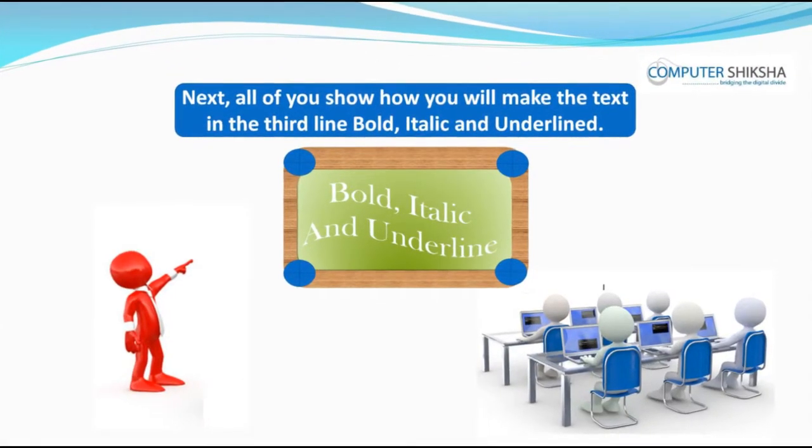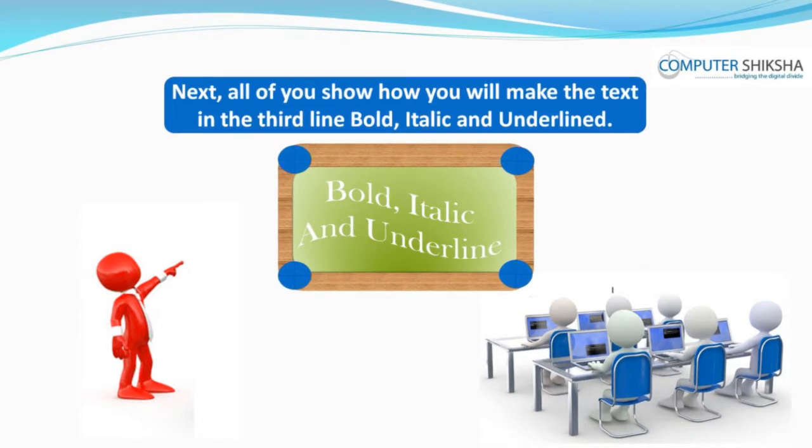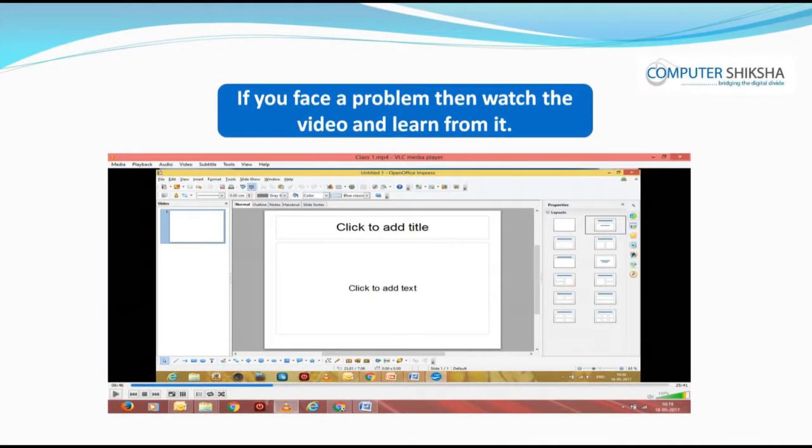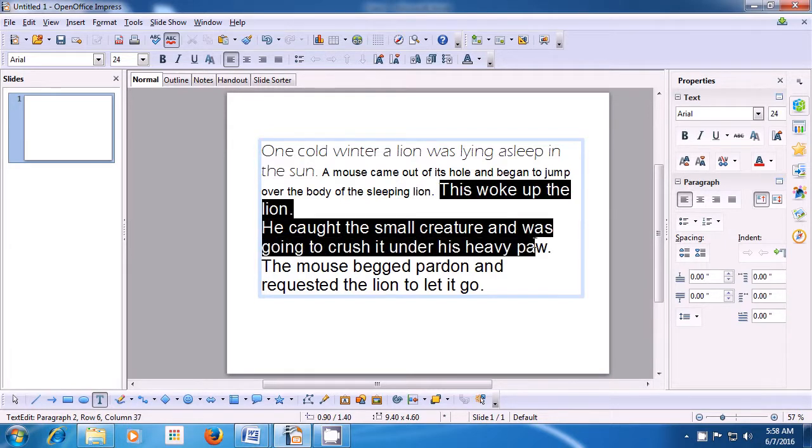Next, all of you show how you will make the text in the third line bold, italic and underlined. If you face a problem, then watch the video and learn from it. With the help of this video, we will now learn how we can make the selected text bold, italic and underlined. So to do that, we first need to select the text that we want to apply this on.